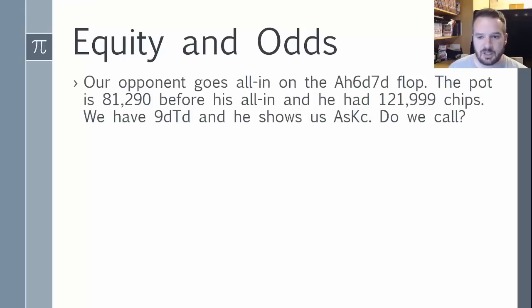Our opponent goes all in on this ace of hearts, 6 of diamonds, 7 of diamonds flop. There was 81,290 in the pot before his all in, and he goes all in for 129,999 chips. We are looking down at our 9 of diamonds, 10 of diamonds, and this guy's a super nice dude, and it's not breaking any rules for some reason in this tournament. He can show us, and he shows us ace of spades, king of clubs.